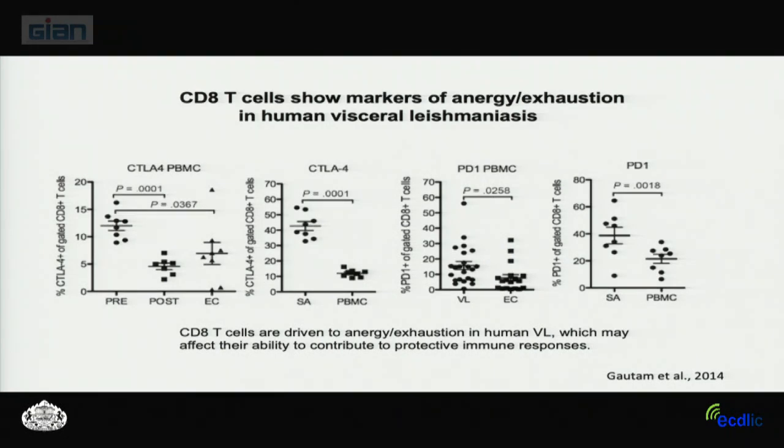So that was a nice finding. I guess it does suggest that maybe these checkpoint inhibitors would be therapeutic in human VL. And since they have now been given to tens of thousands of cancer patients, the drug is so well understood clinically.